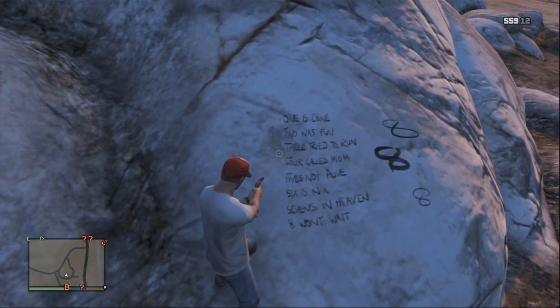Basically, the rhyme says, 1 is done, 2 was fun, 3 tried to run, 4 called mom, 5's not alive, 6 is nix, 7 is in heaven, and 8 won't wait.